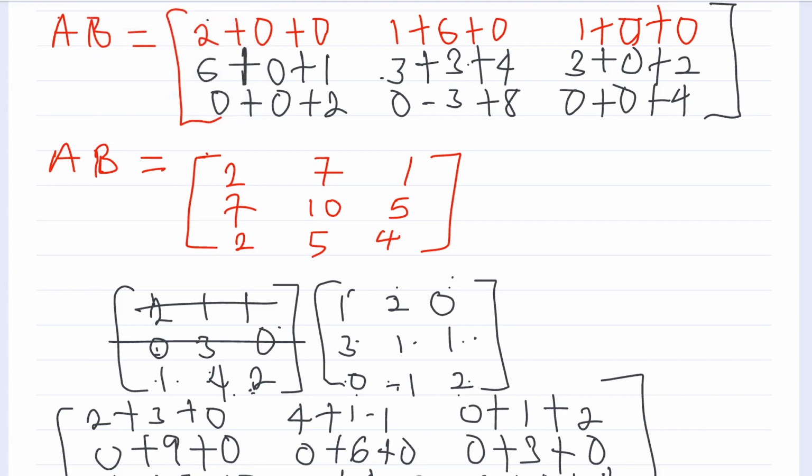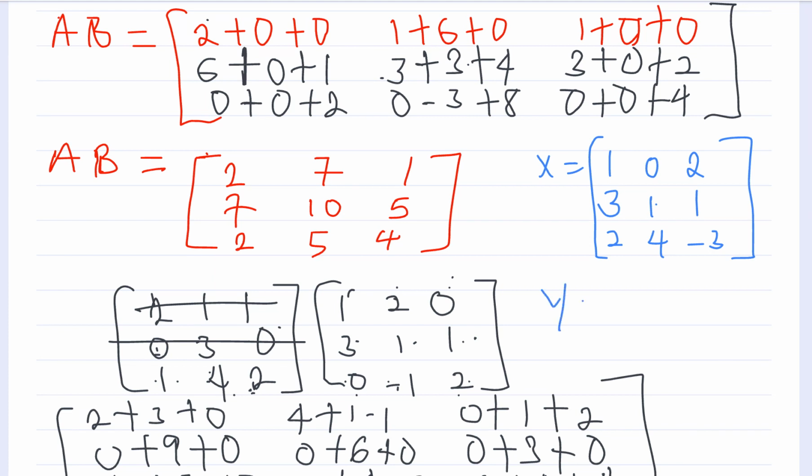So let's say we have an example, like let's say X is equal to 1, 0, 2, 3, 1, 1, 2, 4, -3, and then your Y is equal to 4, 3, 1, 0, 2, 3, 1, -2, -1.